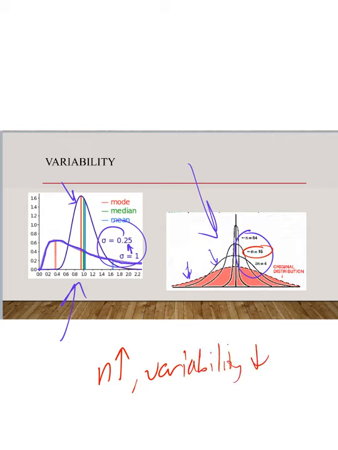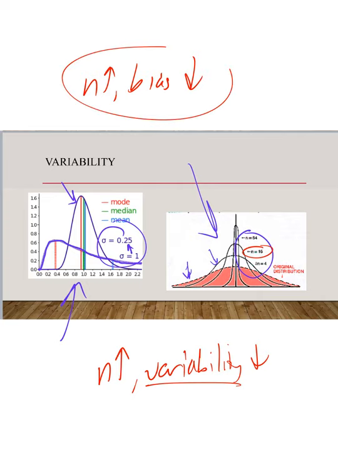variability decreases. Now, keep in mind, it's variability that decreases. It's not that as n increases, bias decreases. This is not necessarily the case because bias is all around the idea of random sampling rather than sample size. So it doesn't matter how big your sample is. If it's not random, it's still a problem. If it is random, then you eliminate or alleviate that bias.